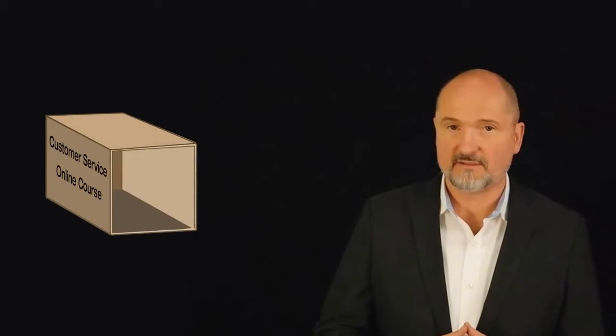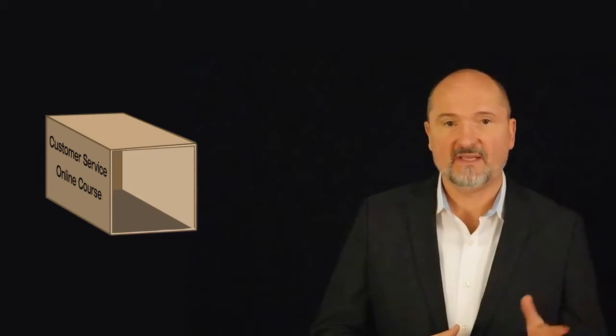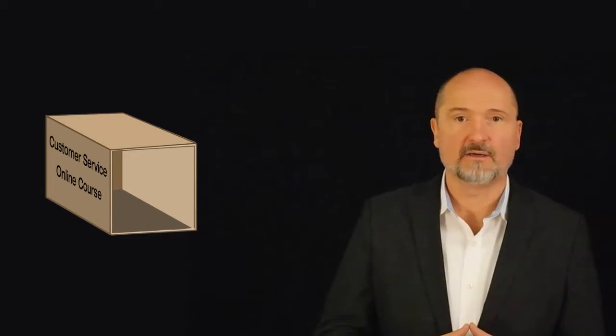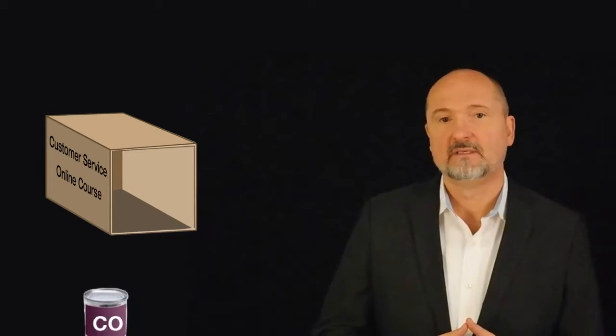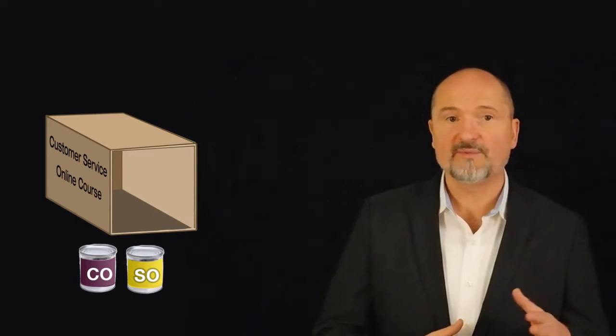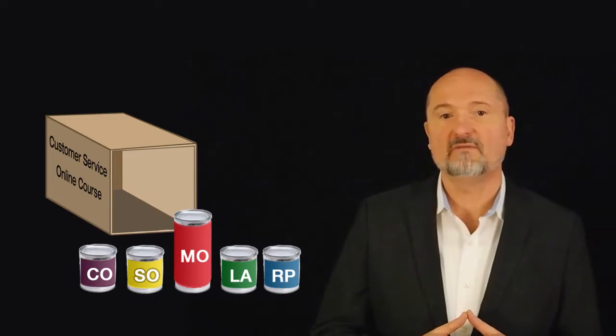The first step in the process is to get the box, which represents the online course. In our example, the topic is customer service. Our learner will be Anna. The learning elements inside the box will be represented by cans. In our box, we will have 5 types of cans: course objectives, star objectives, mentor objectives, learning activities, and retrieval practices.